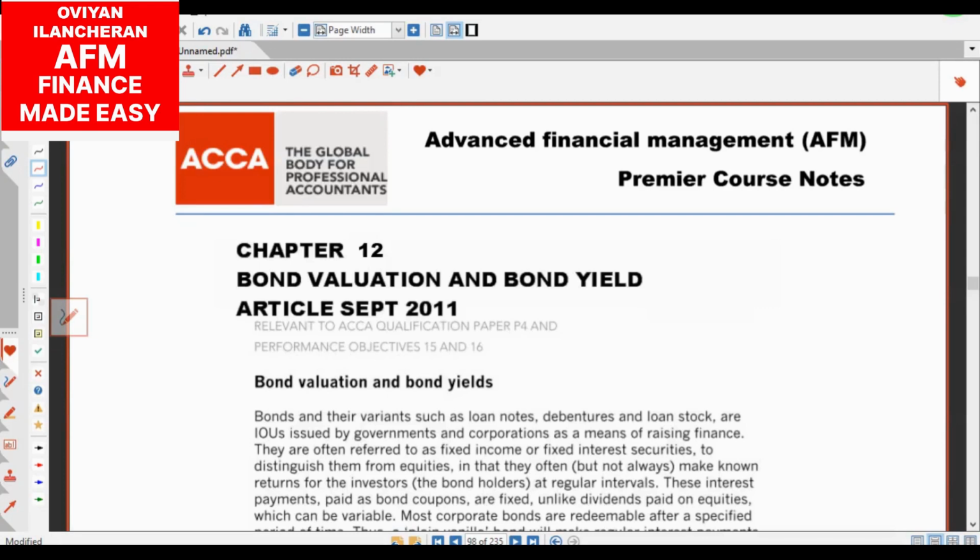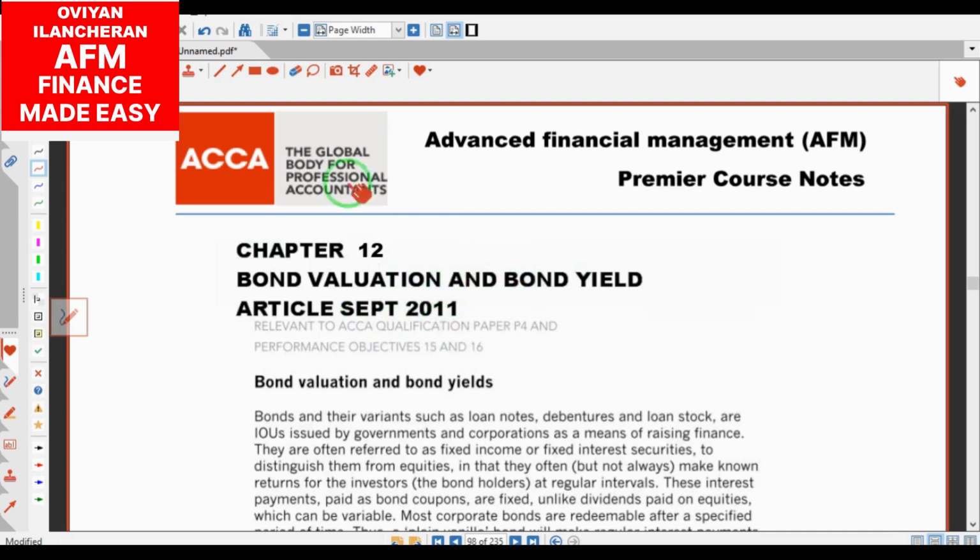Hello everybody. This is chapter number 12 out of the 27 chapters that I have here. This chapter is the only chapter I did not type any notes for. It's not my materials. Is that okay? Why is that so? Because this chapter appeared in your article, AP4, then AFM, September 2011.